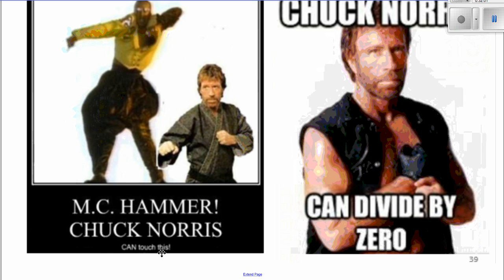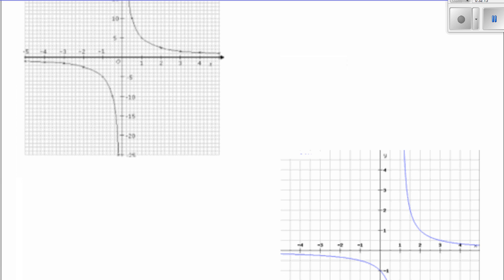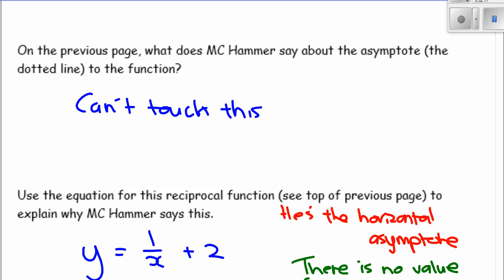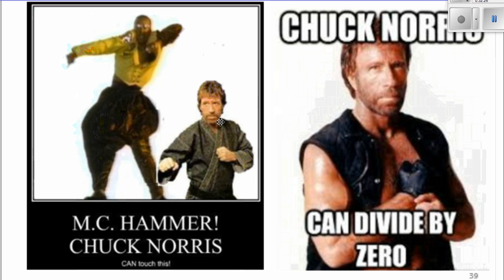So why can Chuck Norris touch it? Why can he do it? Yeah, because he can divide by 0. So he's telling MC Hammer he can touch this. MC Hammer is saying he can't touch it. Yeah, okay, got it.